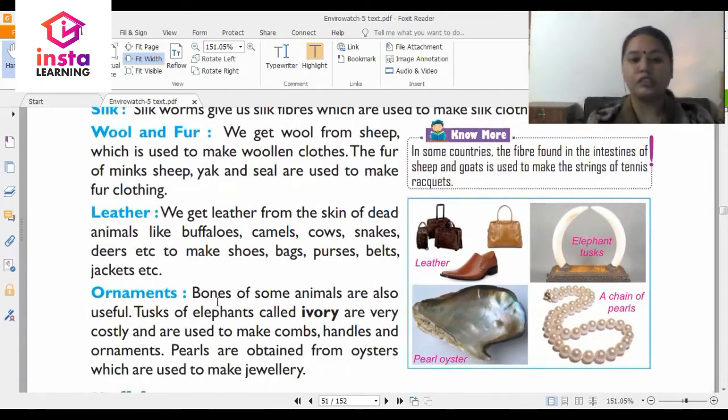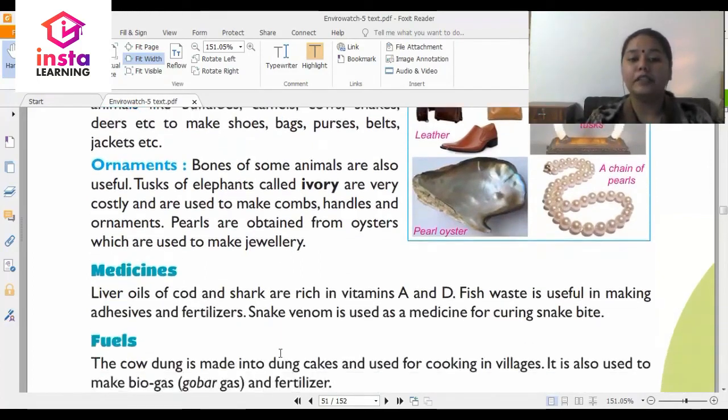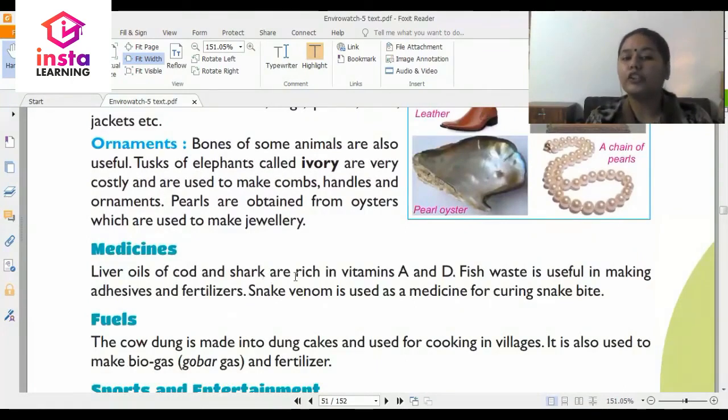Then ornaments also. As far as ornaments are concerned, the most famous is ivory. Tusks of elephants, called ivory, are very costly and are used to make combs, handles, and ornaments. Pearls are obtained from oysters, which are used to make jewelry. Then even medicines. We also get medicines from animals. Liver oils of cod and shark are rich in vitamin A and vitamin D. Fish waste is used in making adhesives and fertilizers. Snake venom is used as a medicine for curing snake bite.